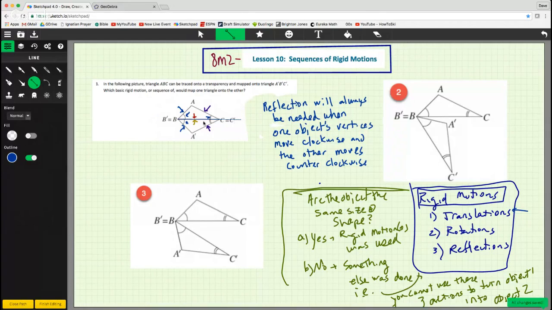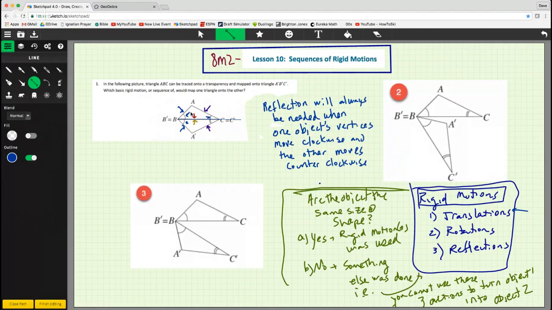If that was my mirror that goes from here to here, you can see that C and C sit right on the mirror, so they don't move, and B and B prime don't move because they sit right on the mirror. But A moves straight across the mirror in this direction. So ABC is a reflection of A prime, B prime, C prime. Now, one key point is you also knew that you needed a reflection because one object's vertices are read counterclockwise and one is read clockwise.